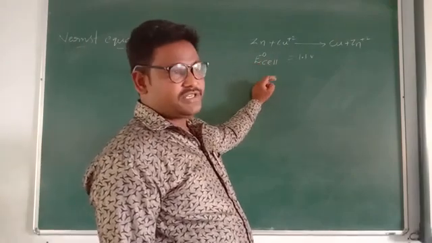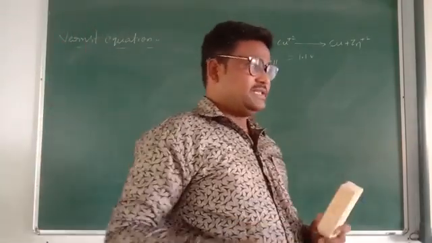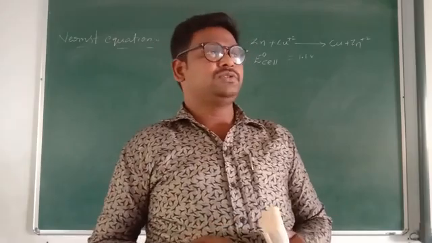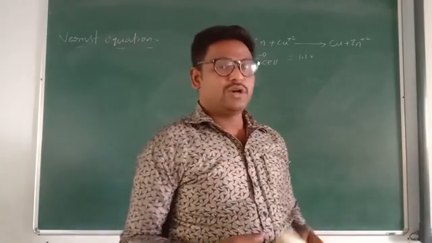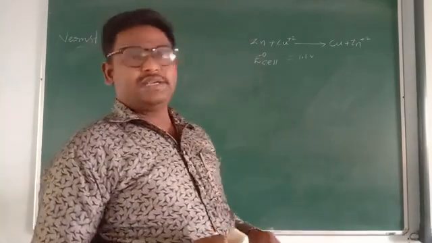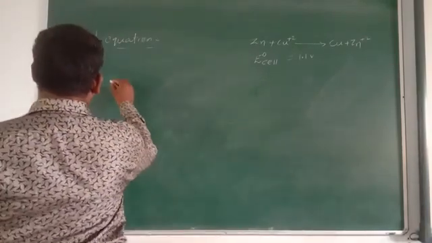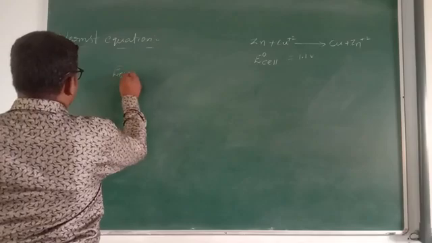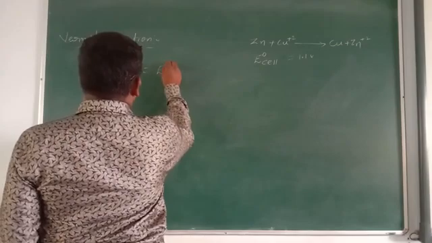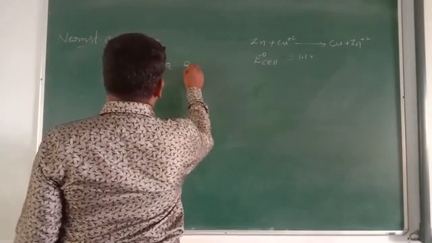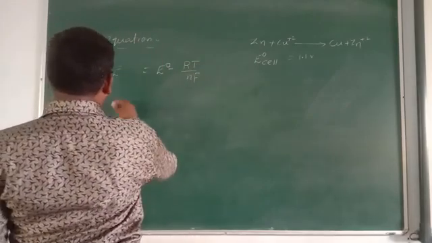Suppose the concentration is not 1 molarity. In many cases, practically, we are not able to maintain 1 molarity concentration. At that time, the scientist Nernst gave the cell potential: E cell is equal to E naught cell minus RT by nF ln, applied to the electrode of the metal.